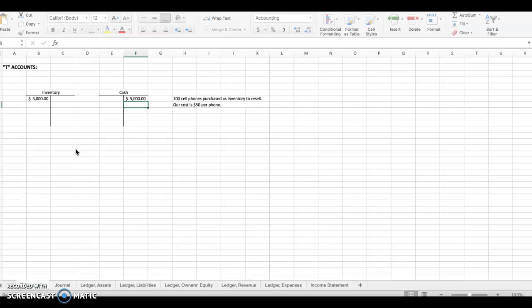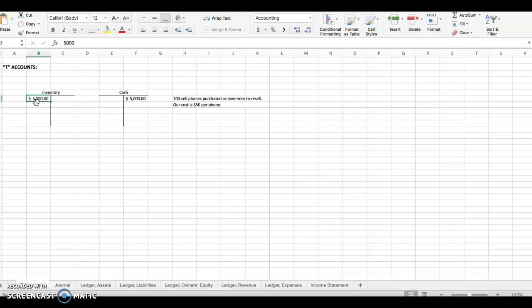This cell phone store bought 100 cell phones, and they bought them for cash, we assume, and they bought this as inventory. So the company, the cell phone store, had to pay $50 a piece for those cell phones. 50 times 100 is 5,000, and that was represented in two T accounts here. And remember, we haven't used T accounts in a while, but they are meant to be a skeletal view of the ledger so that we can see where the money should end up.